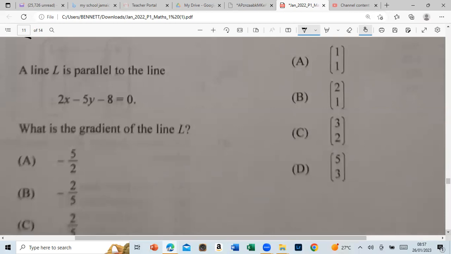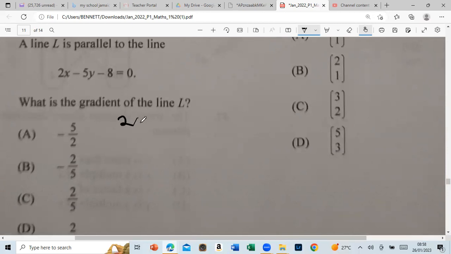A line L is parallel to the line 2x minus 5y minus 8. What is the gradient of the line L? So if two lines are parallel, it means that they have the same gradient. So what we have to do is just find the gradient for this and now we do that. Alright, so we are putting in the form y equal mx plus c.